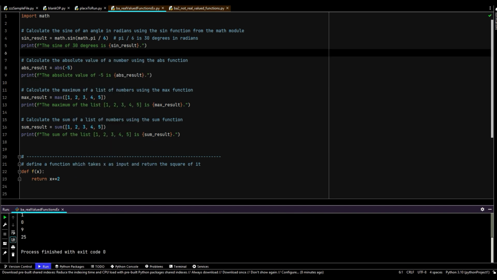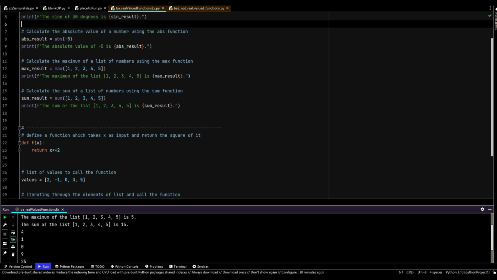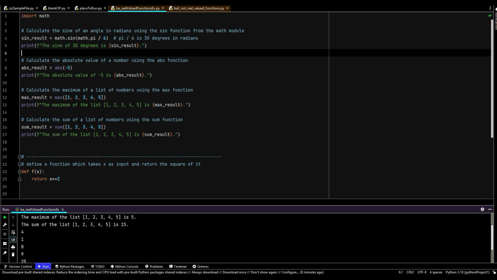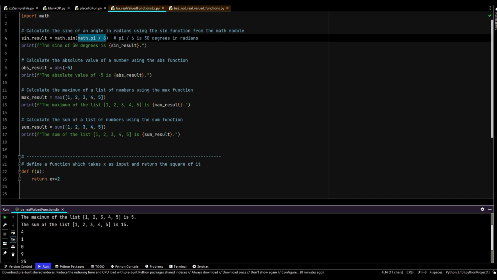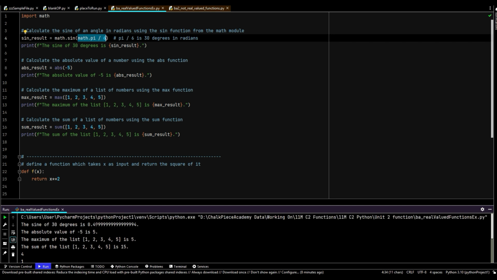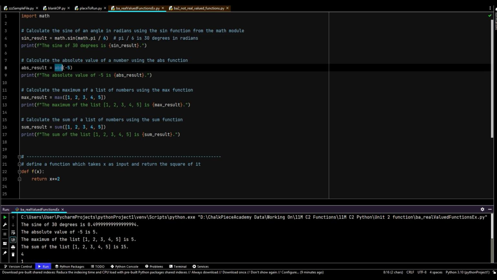So let me run this. Okay, let me explain it one at a time. The very first thing is to calculate the sine of an angle in radians using the sine function from the math module. Here you have, actually this is a number. Math pi is nothing but your pi value 3.14 divided by 6, and the output is, right, sine 30 degrees is 0.5. So the input is a number and the output is a number. In the absolute function, the input is a number and the output is again a number, right?